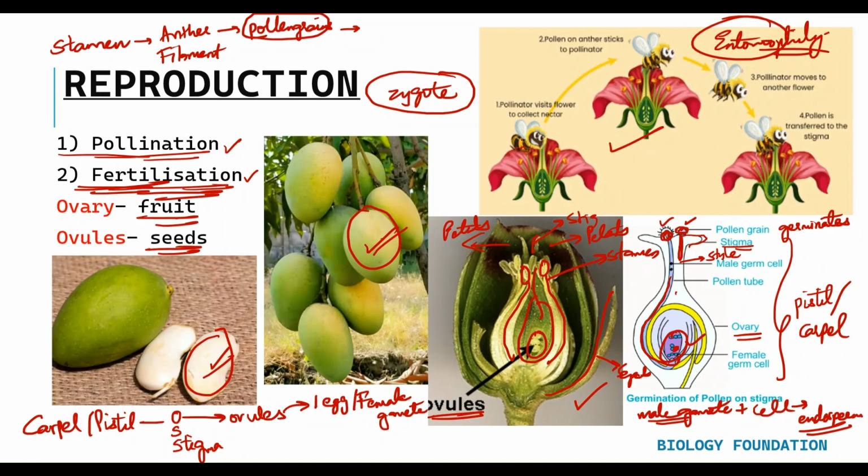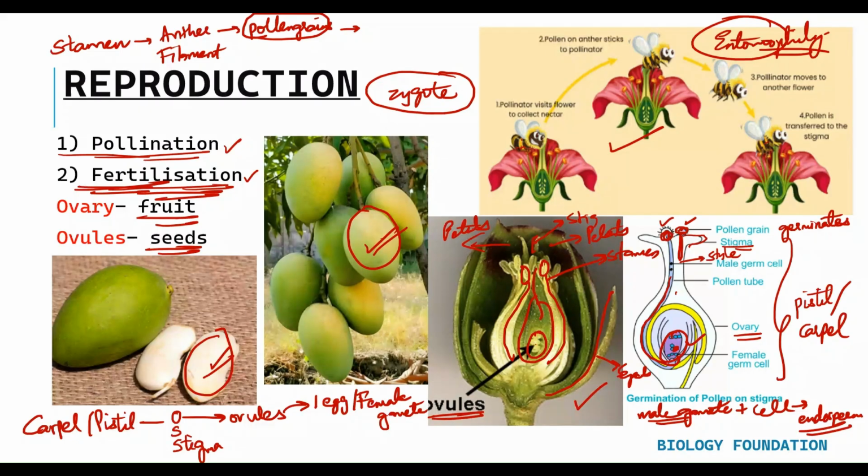Clear? So basically, for successful reproduction to take place in plants, there are two key events that must happen. First is pollination, and second is fertilization, where pollination is the transfer of pollen grains from anther to the stigma of a flower of plants belonging to the same species, and fertilization is the fusion of male and female gametes to form a single celled zygote. Once fertilization happens, the ovary develops into fruit and the ovules develop into seeds. Clear?